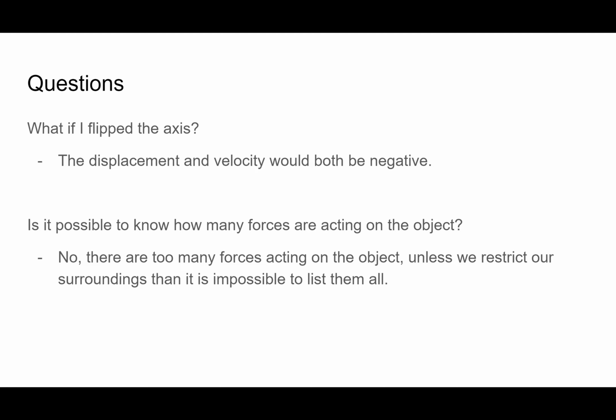So some questions we should address. If we flip the axis of the ball's motion, the displacement and the velocity would both be negative, as they would technically be going in the opposite direction. However, the magnitude of the velocity would still be the same. All that changes is the direction, which is arbitrary. We can consider the direction to be whatever we want.